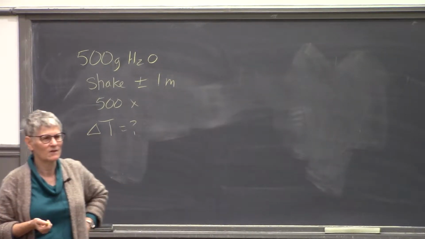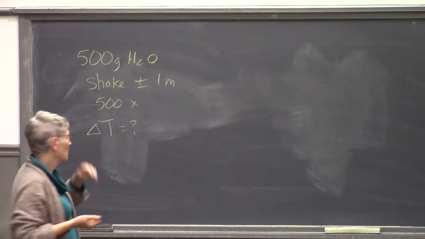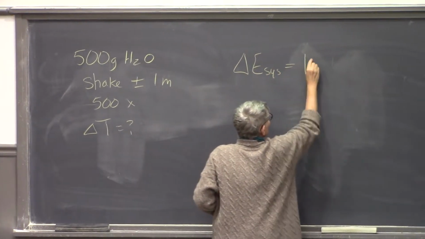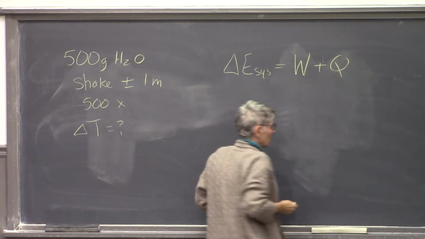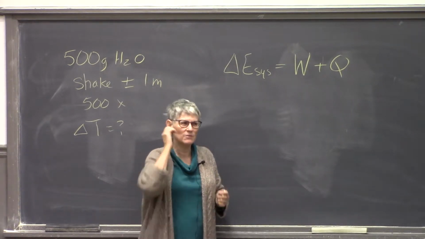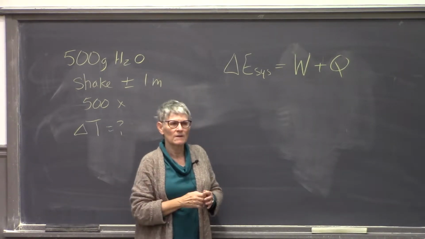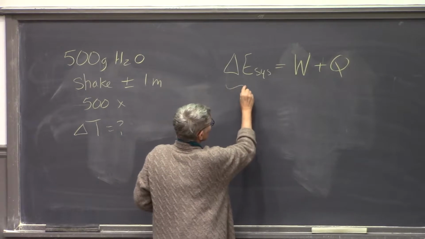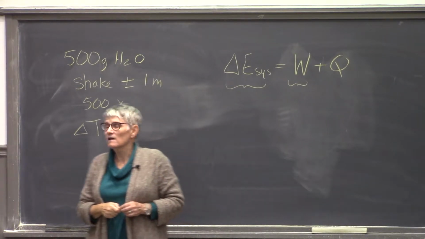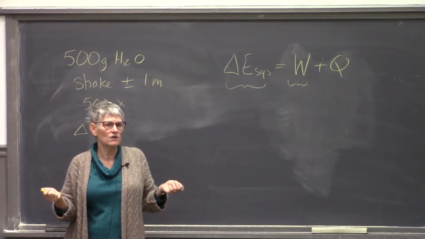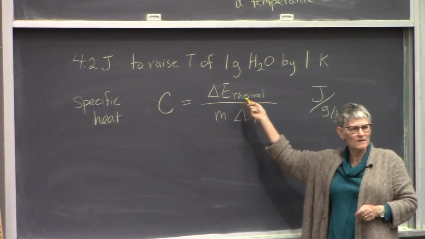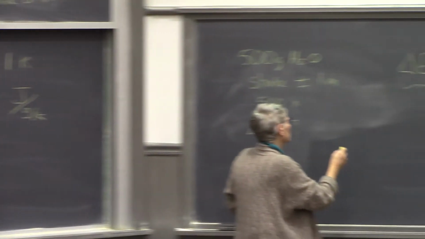So how do we think about this? We're not talking about energy input due to heat here. We're talking about energy input due to some mechanical work, basically. So we can calculate the change in the energy of the system due to the work we do. And if all that energy went into internal energy in the water, then we should be able to calculate the delta T, right? So let's see what we can do.